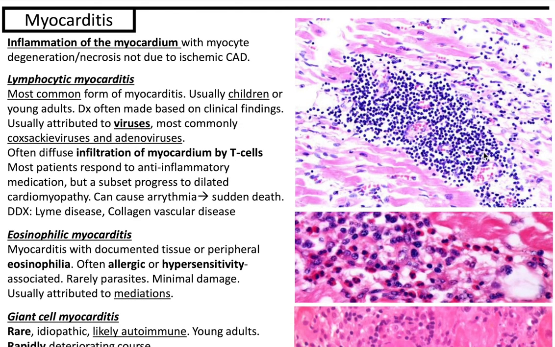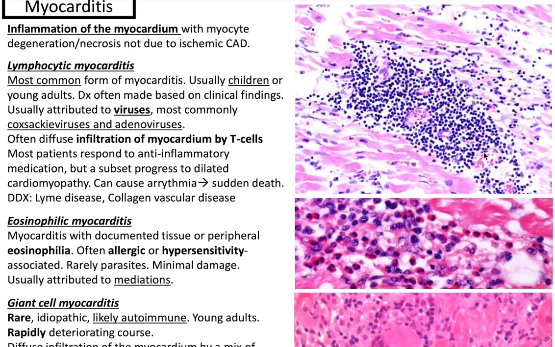Myocarditis. This is inflammation of the myocardium with myocyte degeneration / necrosis, not due to ischemic coronary artery disease. The most common form of myocarditis is the lymphocytic myocarditis. It's usually in children or young adults. Diagnosis is often made based on clinical findings, usually attributed to viruses, most commonly Coxsackie viruses and adenoviruses. You'll often see diffuse infiltration of myocardium by T cells. Most patients respond to anti-inflammatory medication, but a subset progress to dilated cardiomyopathy, and this can cause arrhythmia, leading to sudden death.